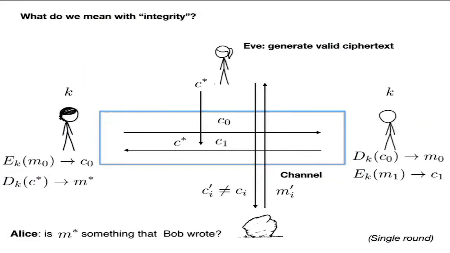And the question that Alice now has to answer is, is M star something that Bob wrote? How is she able to know that whatever she is decrypting is indeed something coming from Bob? Like, how does she know that the ciphertext is valid? If we have a construction which provides for integrity, then that means that the question asked by Alice is something that we can answer. That is what we mean by integrity in this specific model.